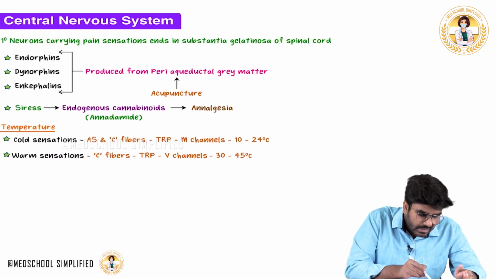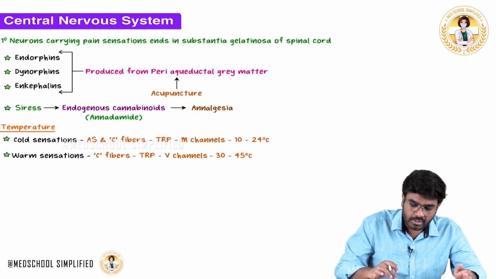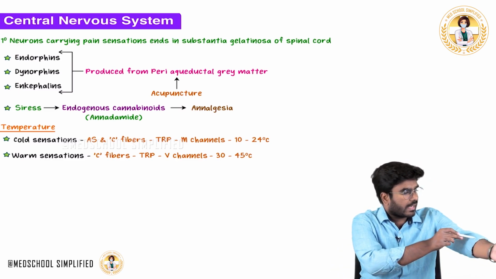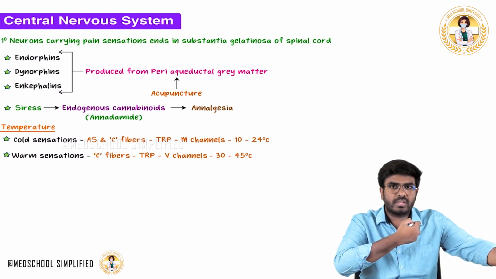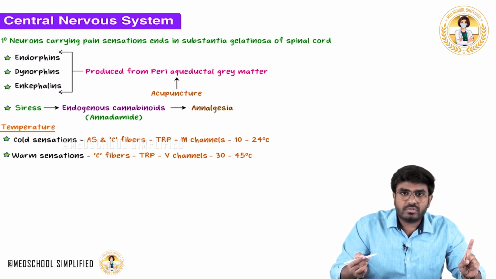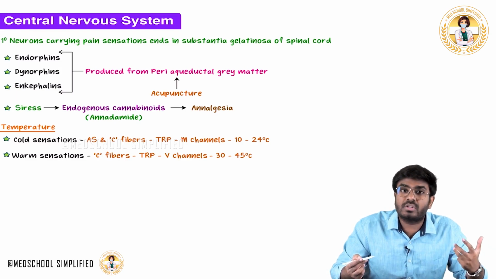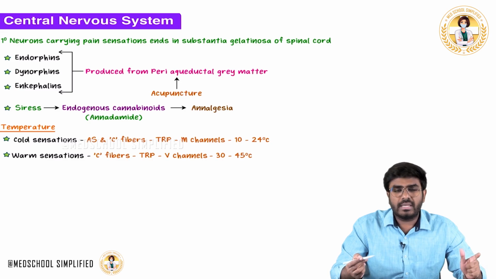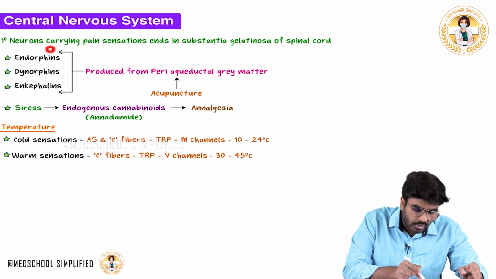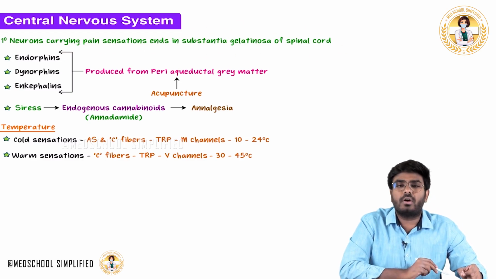Now let's see the first order neurons carrying the pain sensations. Usually the first order neuron which is carrying the pain sensation will go into the spinal cord. In the spinal cord, which region? Dorsal horns. The first order neuron is going to end, right? In which part of the dorsal horn? The first order neurons end in a part called the Substantia gelatinosa. So the first order neurons carrying the pain sensation end in the Substantia gelatinosa of the spinal cord.